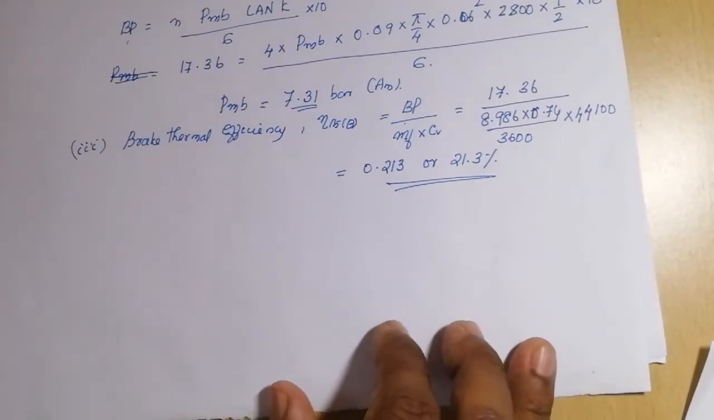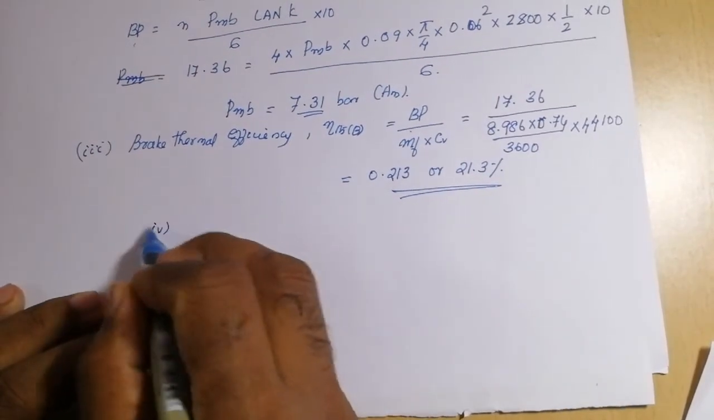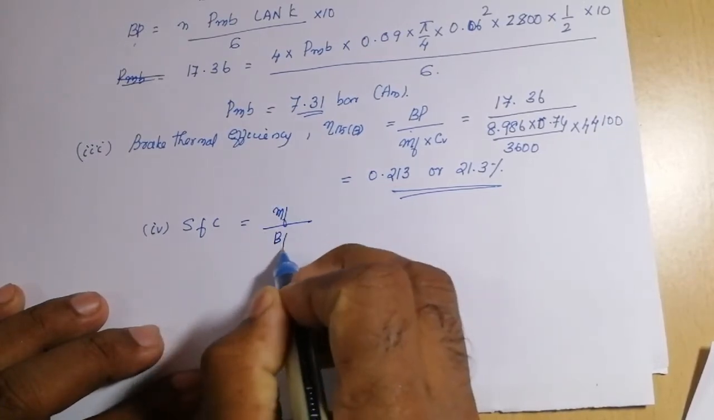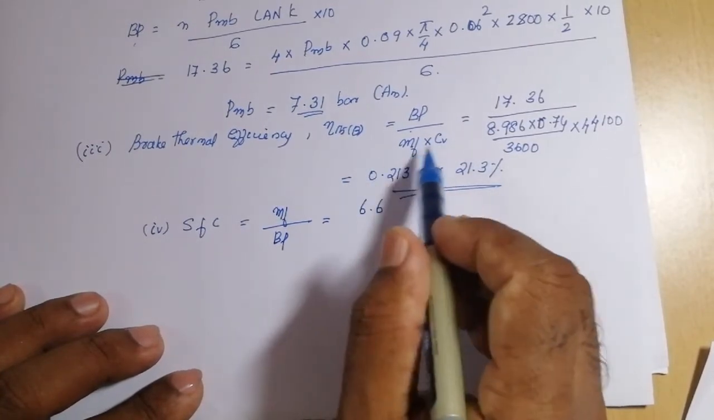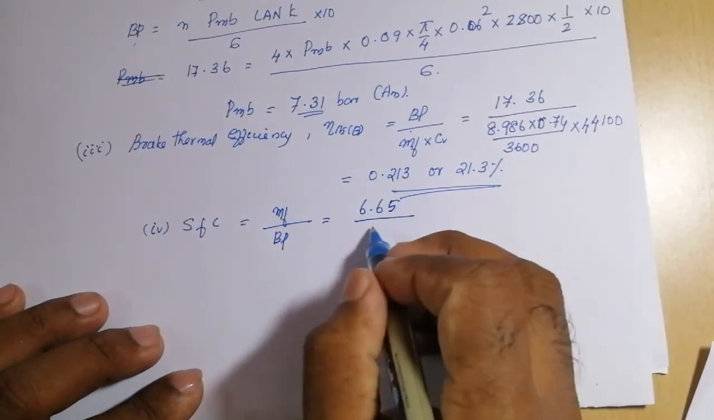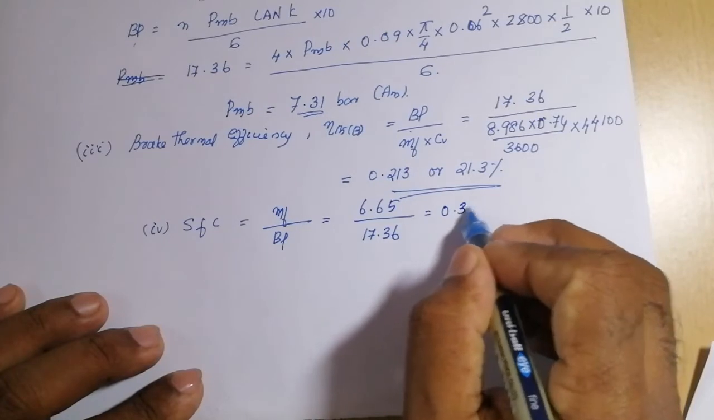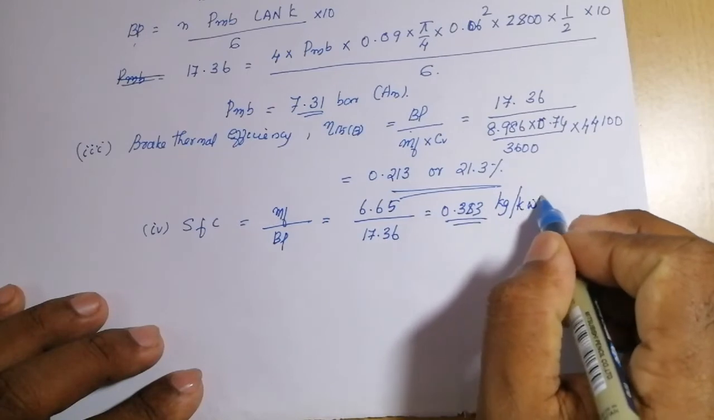Okay, now they are asked to find out the specific fuel consumption. Specific fuel consumption, SFC, is the fuel consumption per unit time. So they are asked to find the specific fuel consumption, that is equal to the mass flow rate of the fuel divided by brake power. The mass flow rate of fuel comes as 6.65 divided by brake power, which is 17.36. So the value is obtained as 0.383 kilogram per kilowatt hour.